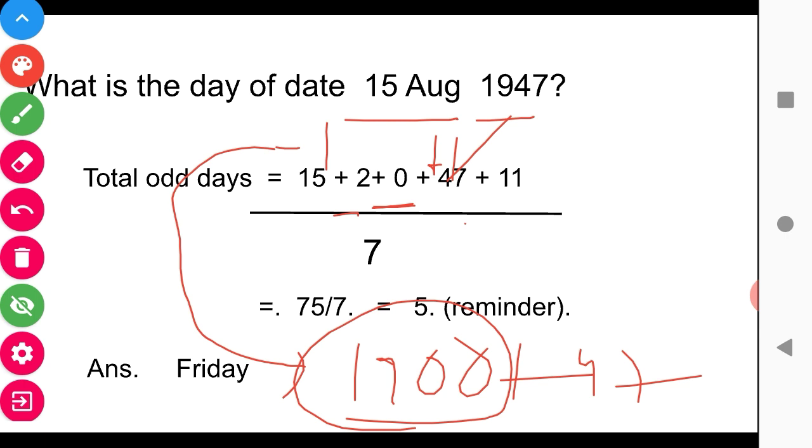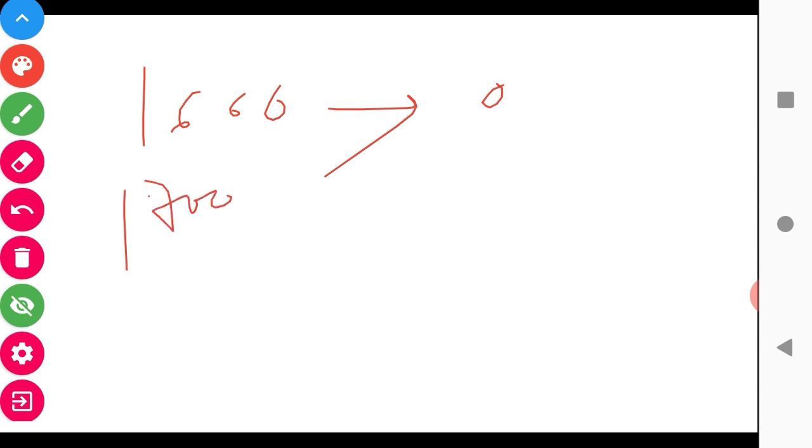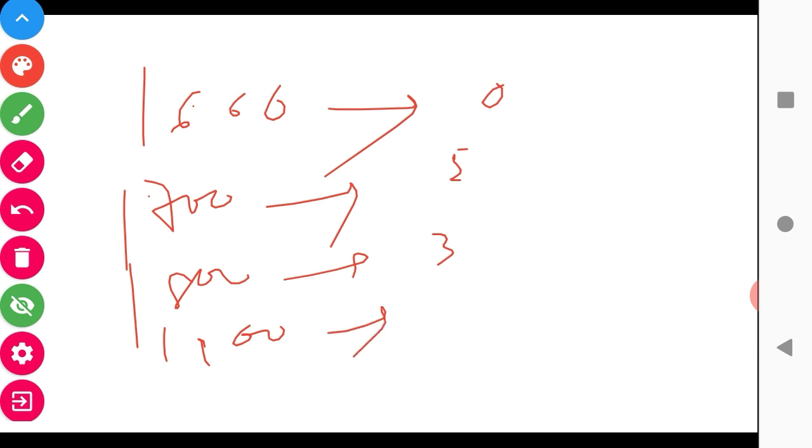Now, for the year codes, we know that up to 1600 the total number of odd days is 0, up to 400, 800, 1200, 1600, total number of odd days 0. Up to 1700, for every 100 years we have 5 odd days. For 1800, 5 plus 5, 10 means 3 odd days. For 1900, 3 plus 5, 8 means 1 odd day. For 2000, 1 plus 5, 6, but 2000 is a leap year, so 0. For every 2000 we are getting 0 odd days.